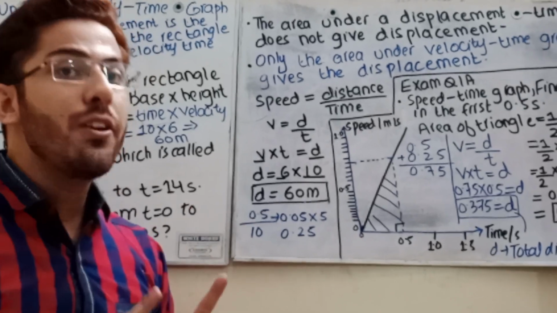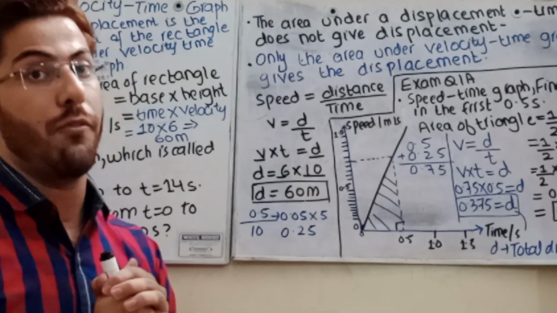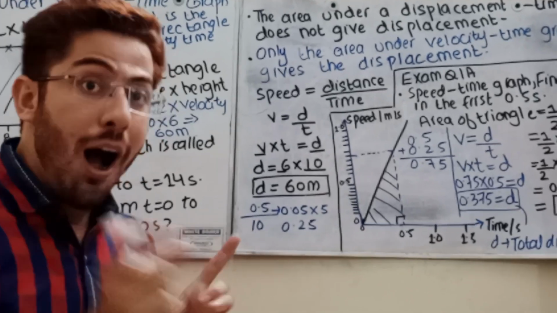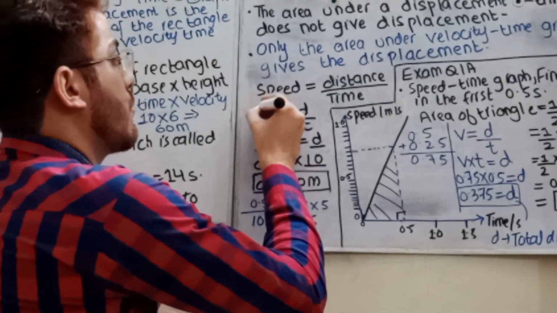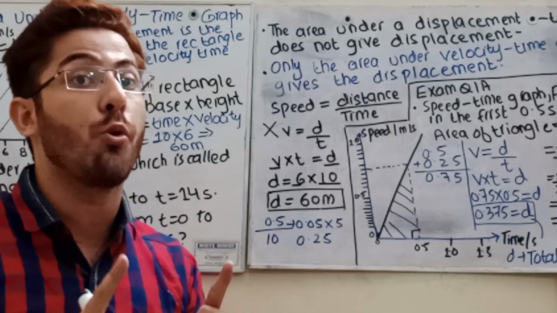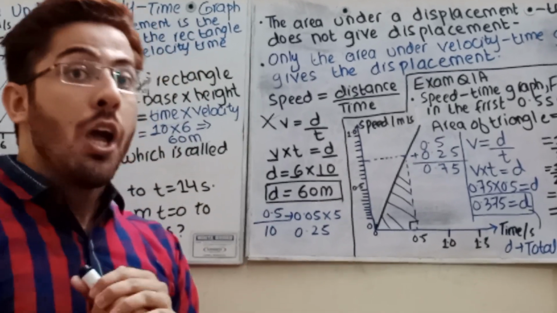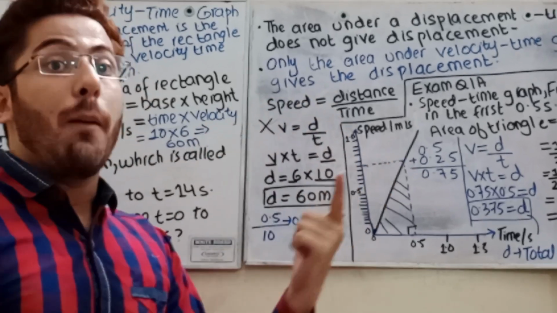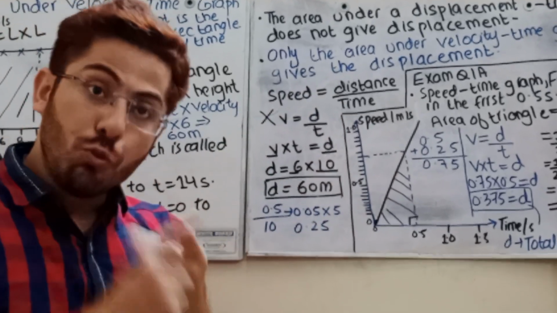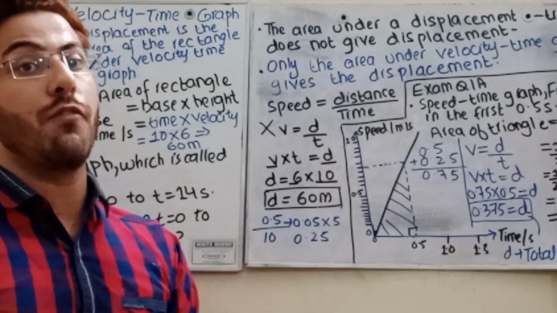But now I will solve the exam style question, where you are not going to apply this formula. Remember my word, you are not going to apply this formula. Why? I will explain. You are only to apply the formula of area of square, area of rectangle, or area of trapezium, and the question will be answered.